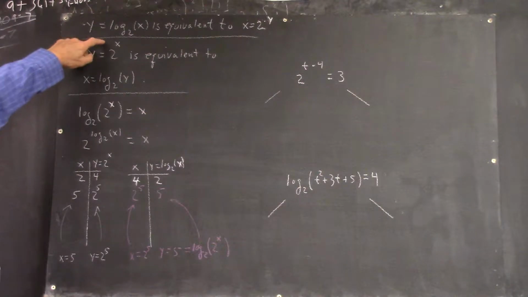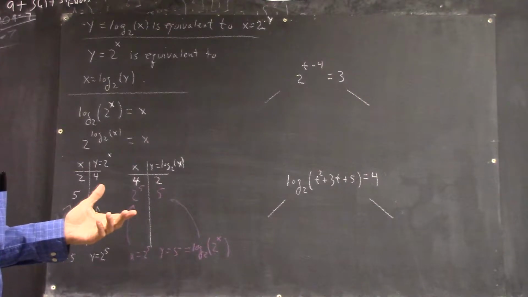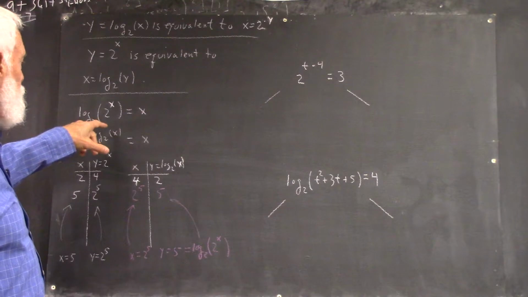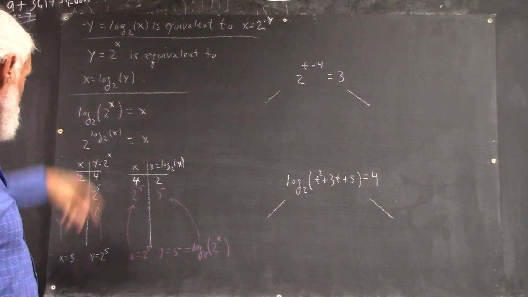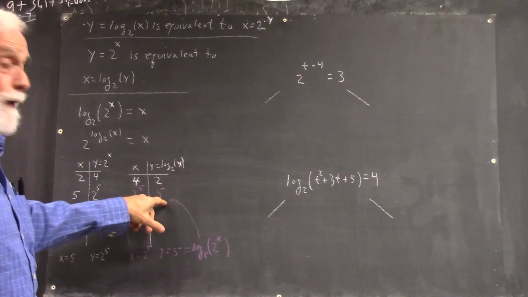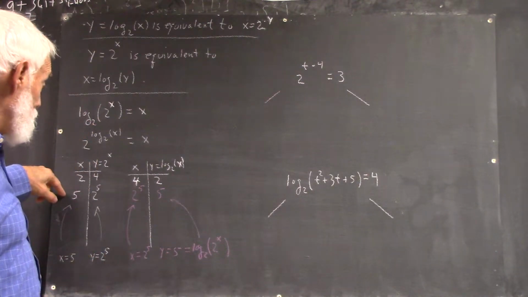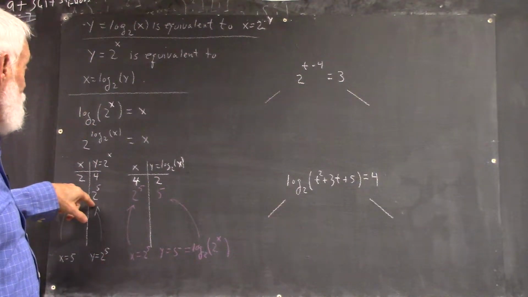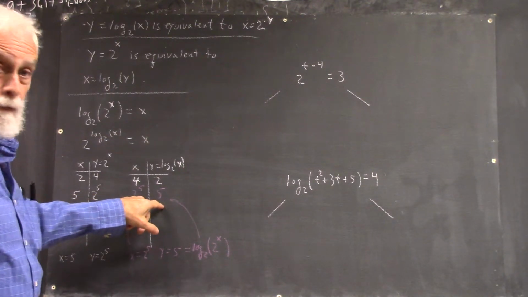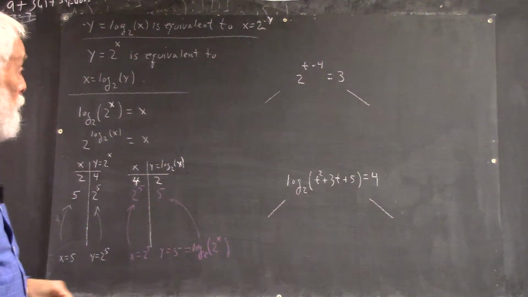Also, y equals 2 to the x is equivalent to x equals log base 2 of y. And log base 2 of 2 to the x equals x. We did that last time. You got 5 here, and you got 2 to the 5th here. Then you plug 2 to the 5th into the log base 2 of x, and you get 5 back. We traced that last time, so kind of review what we did last time.